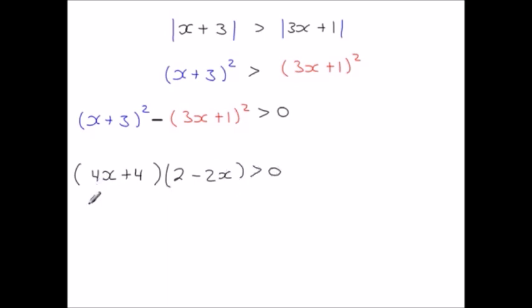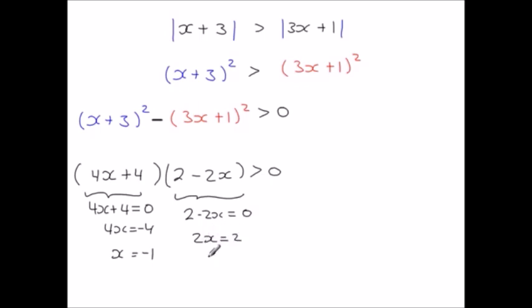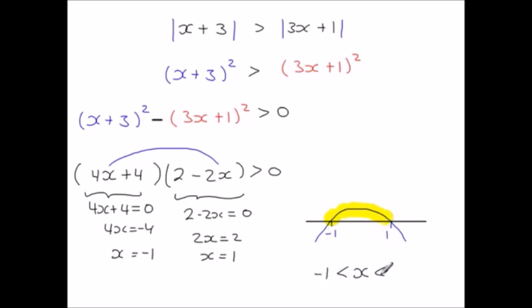So the critical values here will be minus 1 from this part, and from this part 2 minus 2x equals 0. So 2x is equal to 2, x is equal to 1. And now we're going to do the sketch. The 4x times the minus 2x will give you minus 8x squared. So that will be an n-shaped curve, and our critical values there are minus 1 and plus 1. It says greater than 0 here, so the region that we're looking at is above the line. That's a single continuous region, so the solution lies between minus 1 and plus 1, like this.